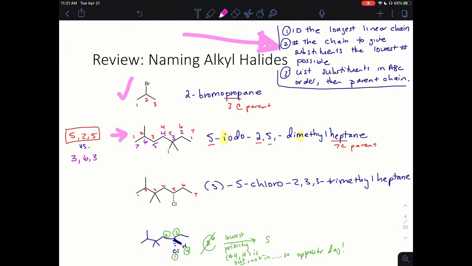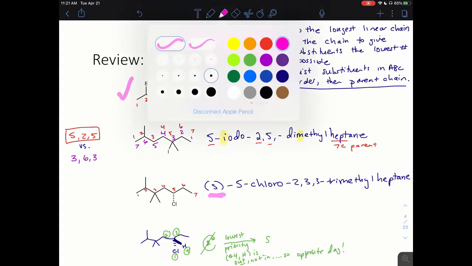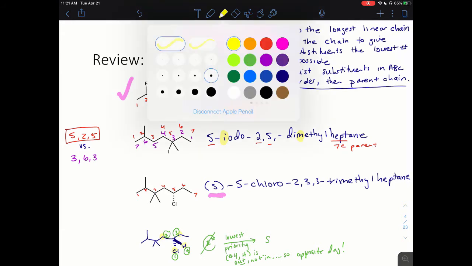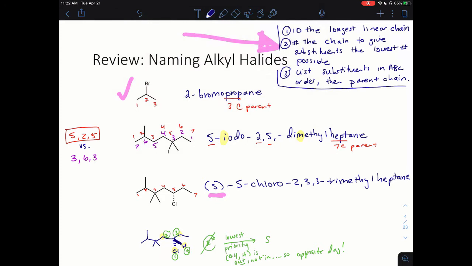And then the last example, we have S 5-chloro-2,3,3-trimethylheptane. That is a fun one. For this, we do want to give the configuration of the stereocenter. And so to do that, we have to prioritize the four groups that are on the chiral center. So the chiral center is, I'll put a star next to it, it's carbon number 5.